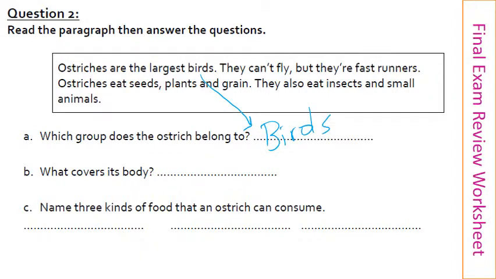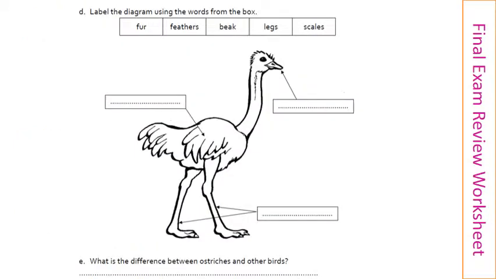Okay, what covers its body? The ostrich is a bird, so its body is covered by feathers. Name 3 kinds of food that an ostrich can consume. We have seeds, plants, grains, insects, and also small animals. So we have 5 kinds of food. You must write just 3 kinds of food.